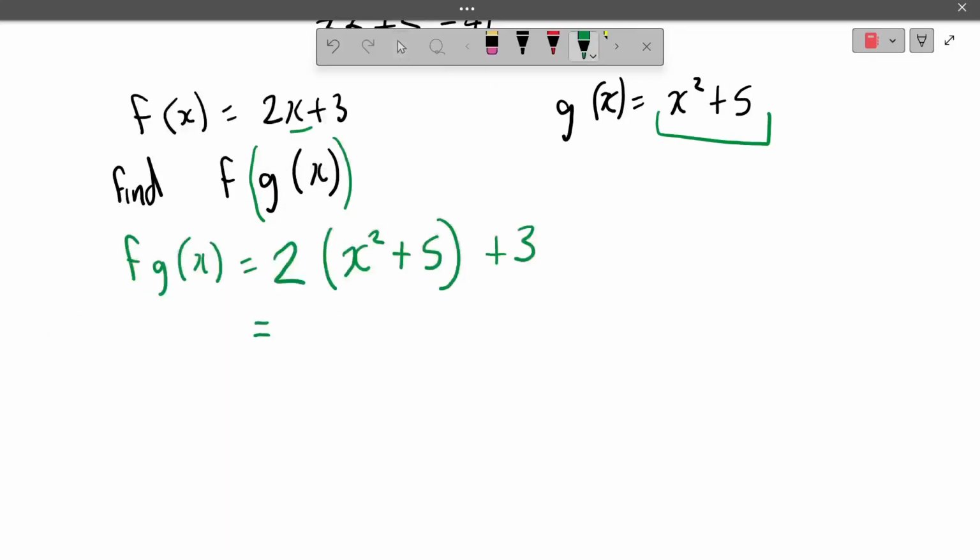So what does that equal? We're going to expand that out. You get 2x squared plus 10 plus 3, or 2x squared plus 13.